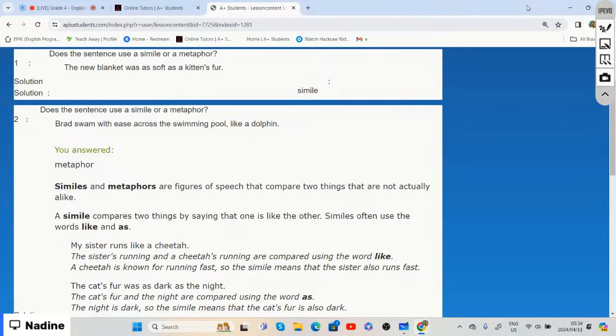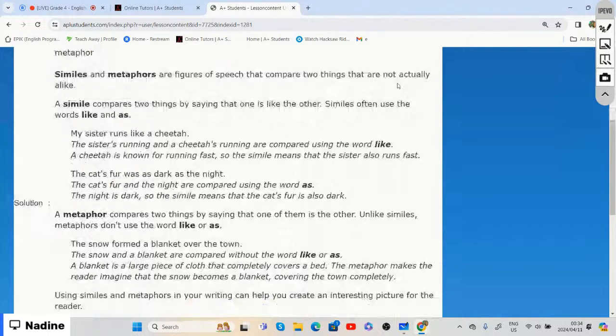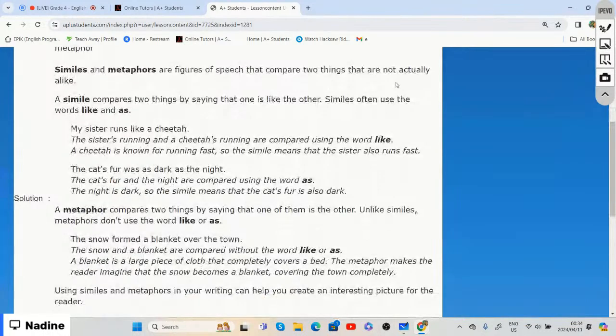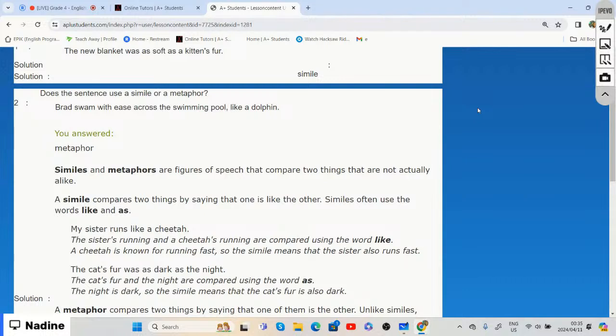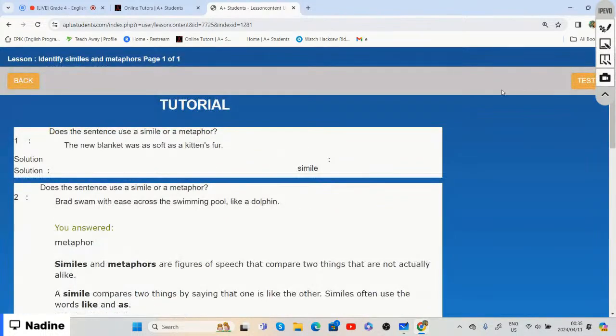Remember, we said that with metaphors, most of them don't have words like "like" or "as" in them. So when it comes to a metaphor, we don't use the words "like" or "as". Whereas similes use the words "like" and "as".